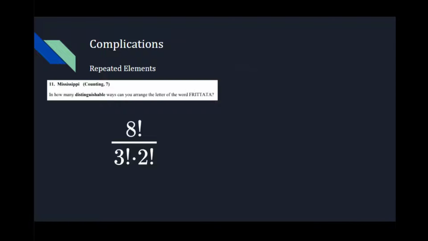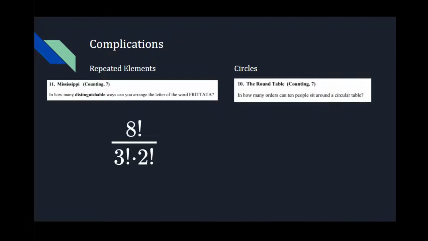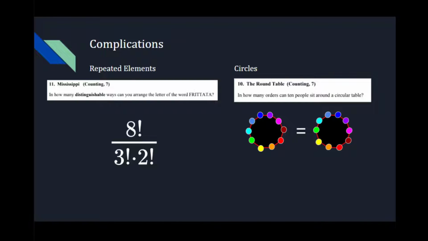Another complication can come in circles. So let's think about the question, in how many orders can 10 people sit around a circular table? We know that 10 people in a line have 10 factorial possible orders. But what we have to realize is that because the table is circular, any rotation of one order is really the same order. In the example I just showed, the table was rotated 1 space clockwise, which really ends up as the same order because everybody's sitting next to the same people. So if we divide our total 10 factorial orders by 10, we end up with 9 factorial as our total number of arrangements.